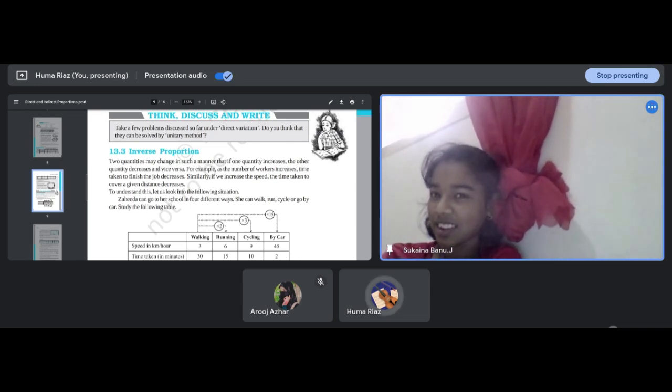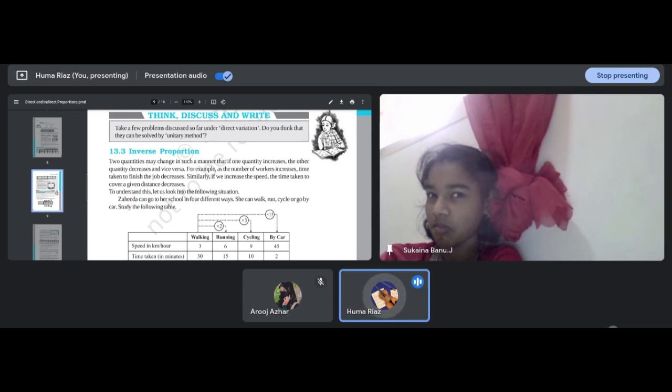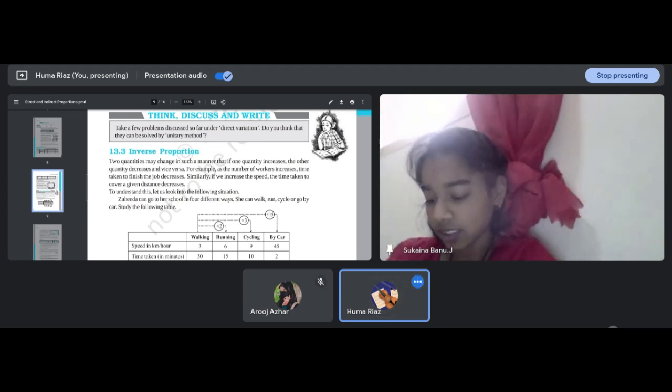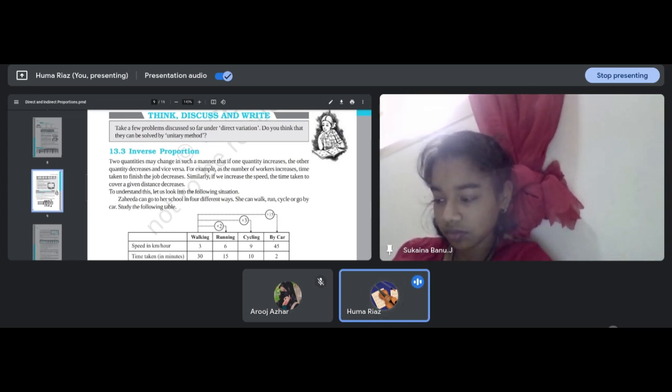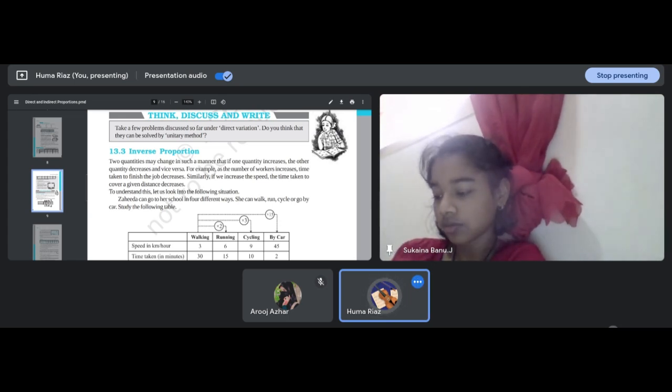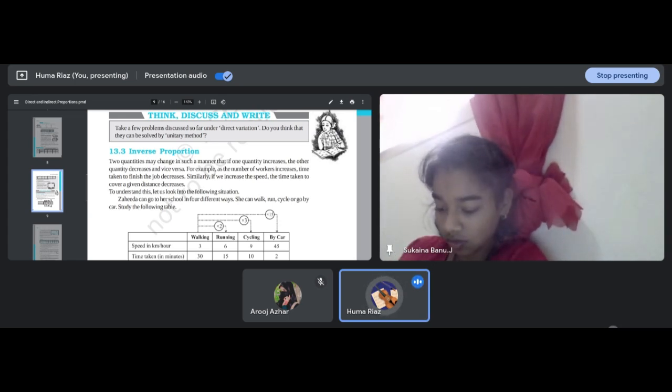Let's discuss walking and running. If you have 3 hours and you have to complete all your exams in 3 hours, what will you do? You will increase your speed and the time will be less. If you slow down and start writing at the speed of a turtle, do you think your exam will be completed in 3 hours? No, it will take more time. This is known as inverse proportionality.